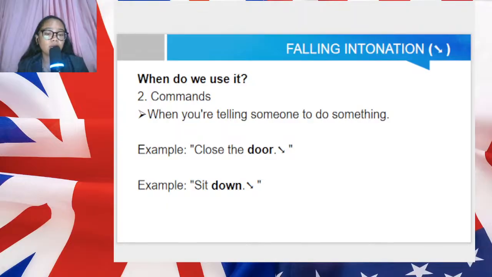So in general, for any kind of instruction, order, or direct request where you want to communicate clarity and finality, falling intonation is the standard. Even if you add "please" for politeness, like "please wait here," the command itself will still often use a falling tone to maintain that sense of clear instruction. So it's the vocal equivalent of saying this is what needs to happen. Okay, that's on commands. Let's continue with another context.